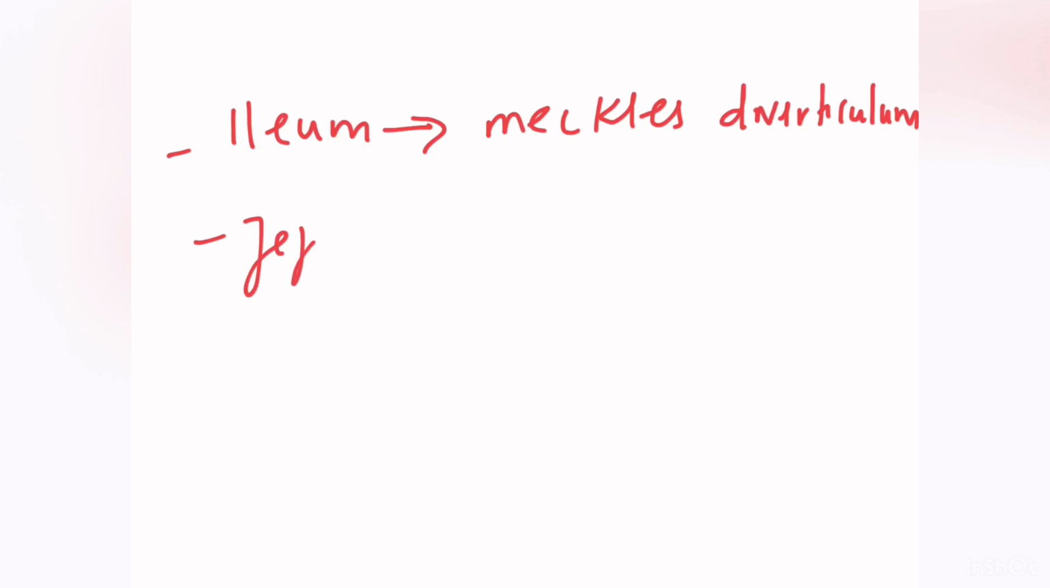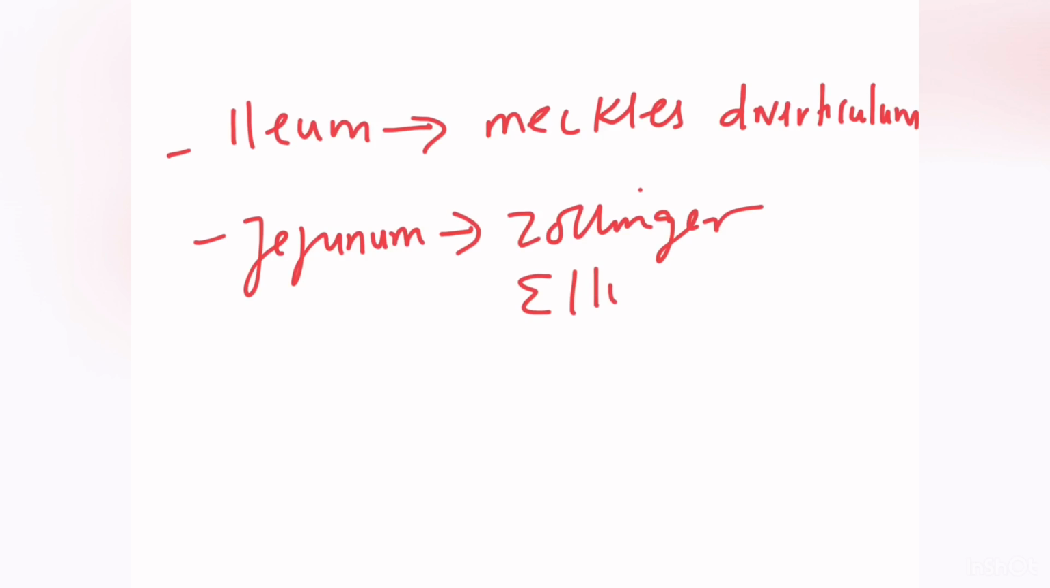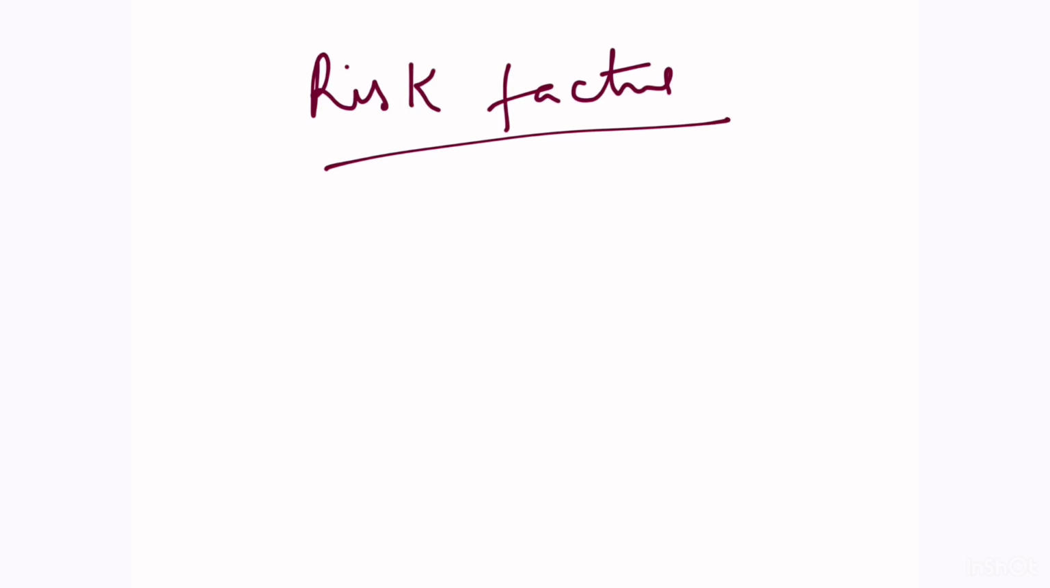In the jejunum it is usually associated with Zollinger-Ellison syndrome, which we are going to see at the end of this lecture. Now, what are the risk factors? Now, the risk factors of this disease include, we have infectious, which includes H. pylori.